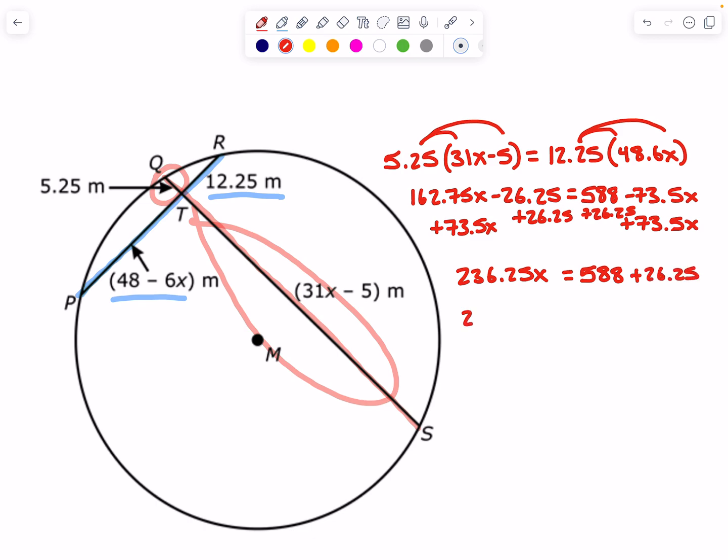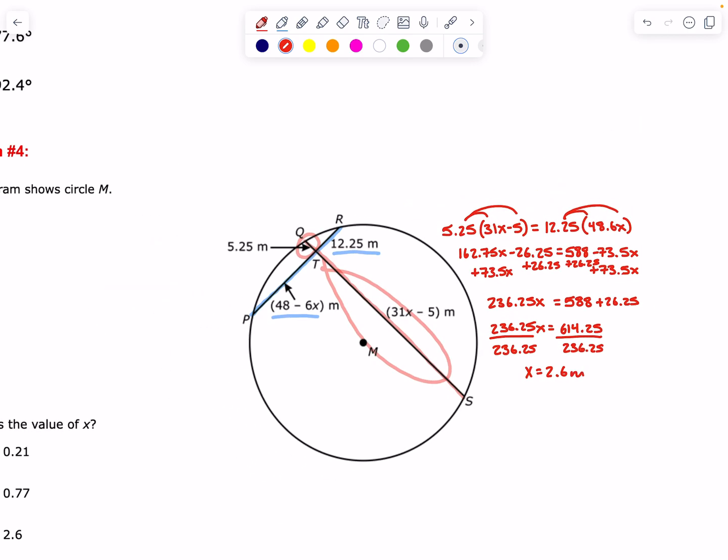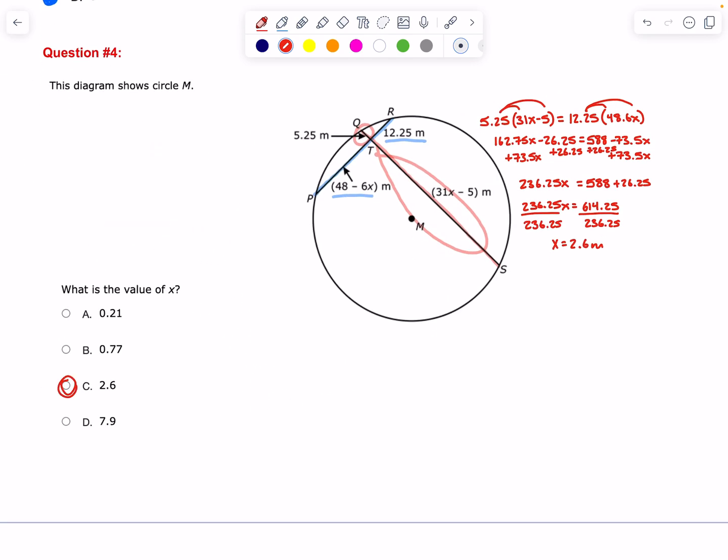And then I get 236.25x is equal to 614.25. And last but not least, I just need to divide out the 236.25. And x equals 2.6 meters. So when I go back over here, they just gave me 2.6 was C.